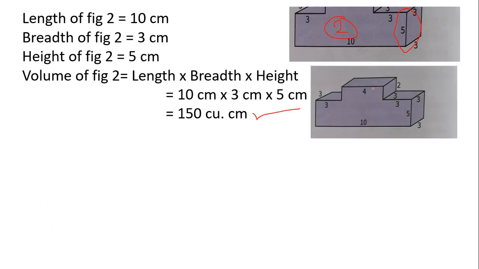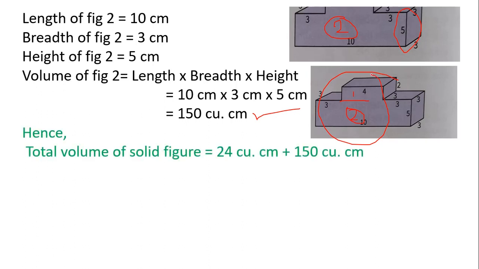We will consider both the volumes, figure 1 volume and figure 2 volume, to find the complete volume of this given solid figure. That is, total volume of the solid figure is equal to 24 cubic centimeter plus 150 cubic centimeter. After adding these two, we get the final answer as 174 cubic centimeter.